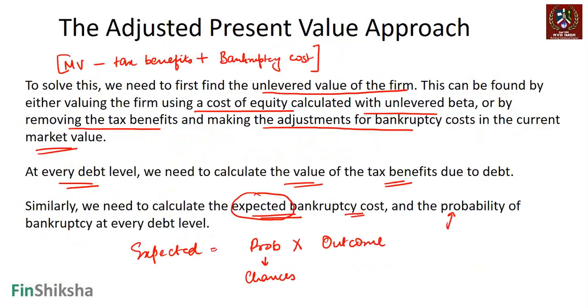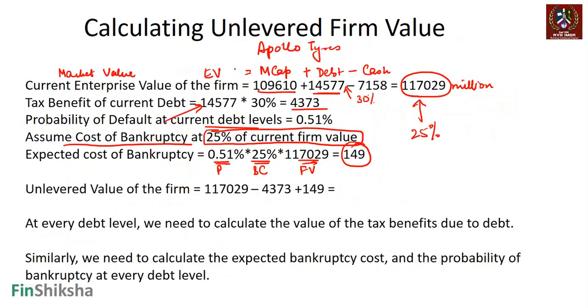Now we reverse the equation and use this equation: market value minus tax benefits plus bankruptcy costs. This equation will give us our unlevered value of the firm. Now we need to start calculating the tax benefits and the probability of bankruptcy at every level. So let's go to our Excel file and arrive at these values as we go along.